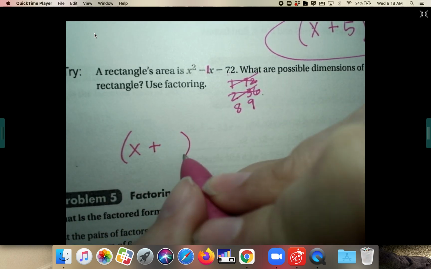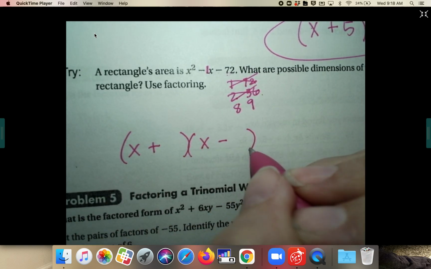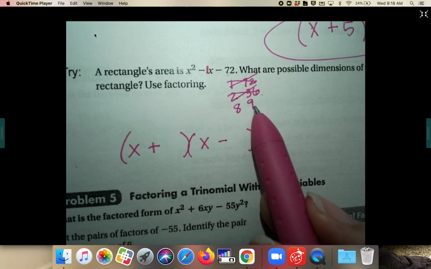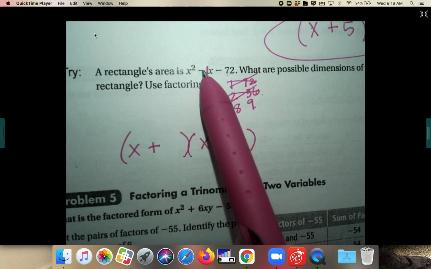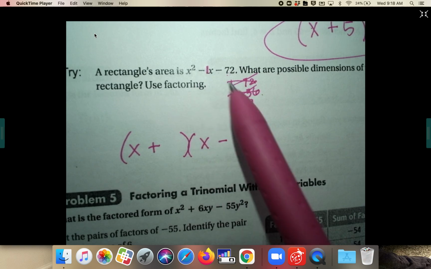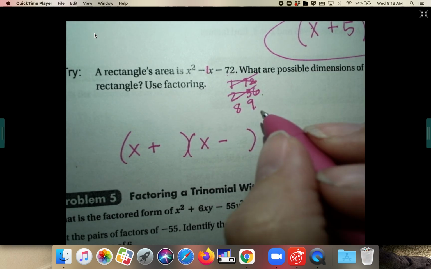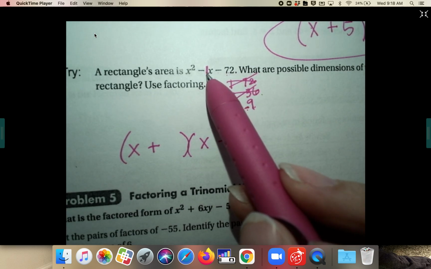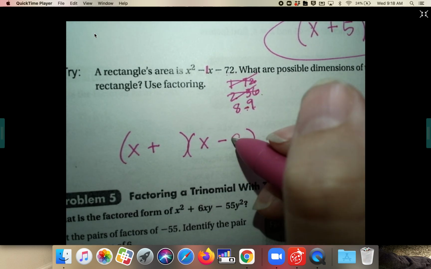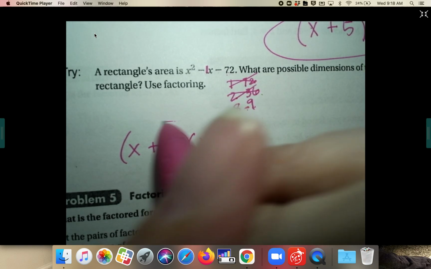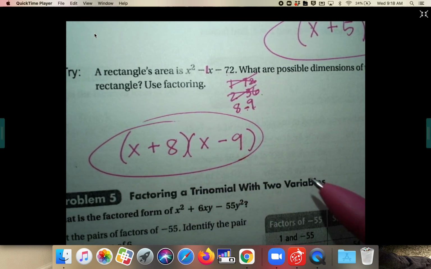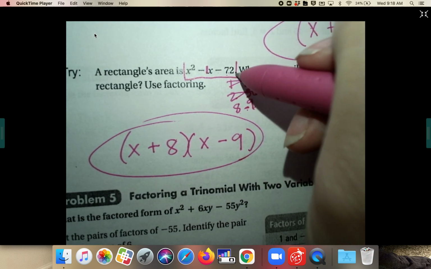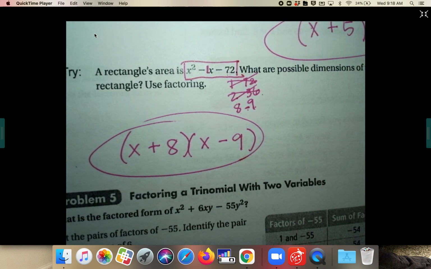So x plus something, x minus something. And I know it's going to be 8 and 9. And when I add them, I need to have it be negative 1. So that means that I need to put the negative on the 9, because negative 9 plus 8 is negative 1. So it's minus on the 9. All right, again, FOIL it and check it, or box method if that's what you prefer, and check it. Make sure that this is the answer you get once you FOIL or box it.